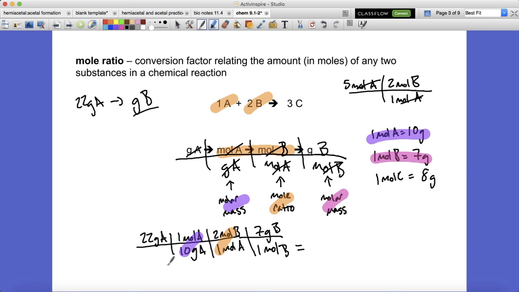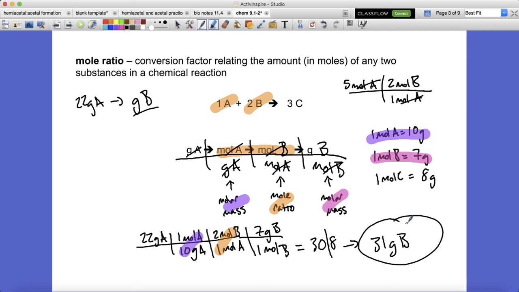So if I use a calculator real quick, 22 times 2 times 7 divided by 10, that's going to give me an answer of 30.8, which again, because we learned how to do that a long time ago, we'd probably have to deal with sig figs. 22 only had 2 sig figs, so I can only have an answer with 1 sig fig. I'm going to answer with 31 grams of B, and that's what I was looking for to begin with, right?